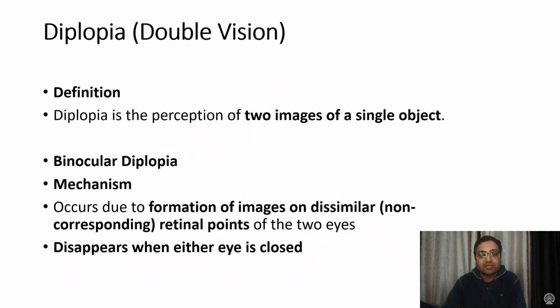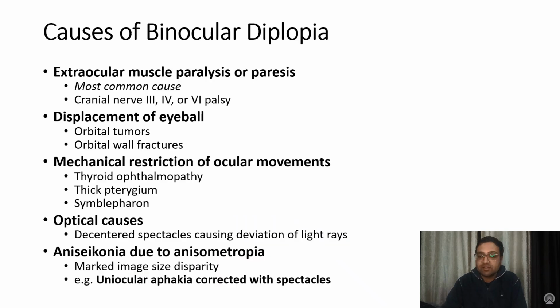All right. So now coming on to another mechanism, that is diplopia. Diplopia is the perception of two images of a single object. There are two kinds of diplopia, binocular and uniocular diplopia. In binocular diplopia, it occurs due to the formation of images on dissimilar retinal points of the two eyes. It disappears when either eye is closed.